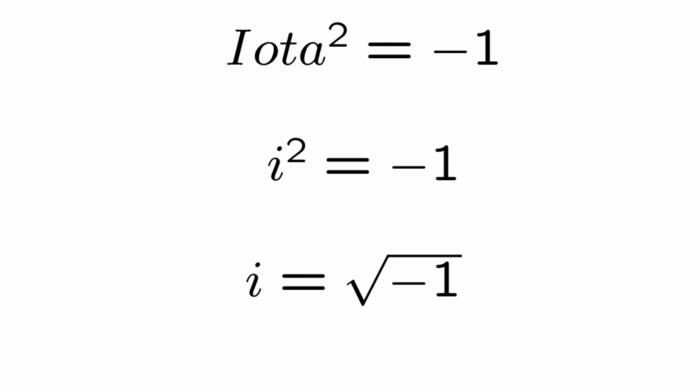So iota squared will give us minus 1. So we made up iota. Iota is the square root of minus 1. Since we established that the square root of minus 1 is iota, I can simplify other negative numbers.